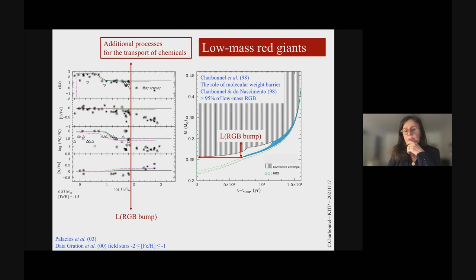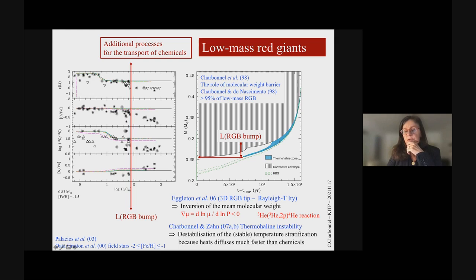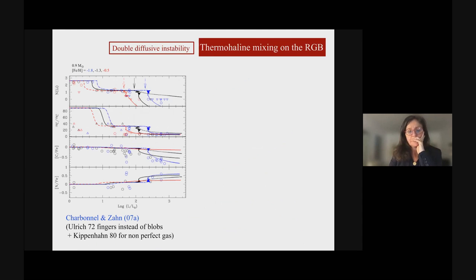gradient of chemical composition. However, the hydrogen burning through helium-3 produces more nuclei than it started from, and this leads to an inversion of the mean molecular weight, which we proposed to be related to thermal instability, because you have an inversion of molecular weight that also destabilizes the temperature stratification in this case, and you have a double diffusive instability. So when we proposed that with Jean-Paul Zahn, we used a very simplistic expression for these salt fingers.